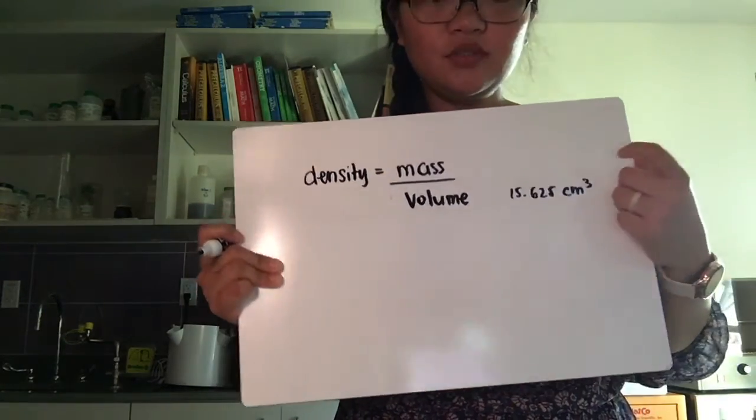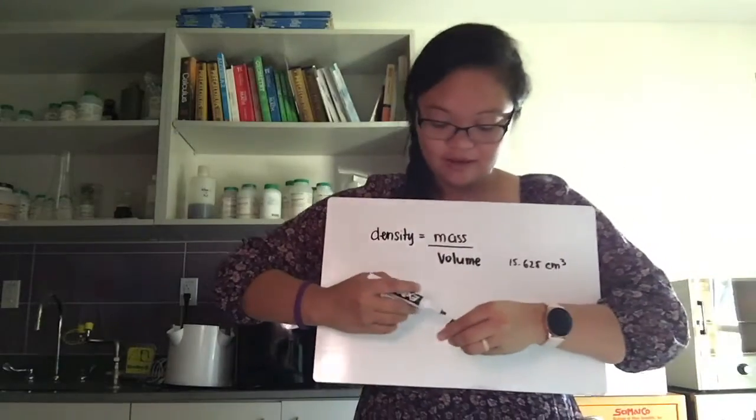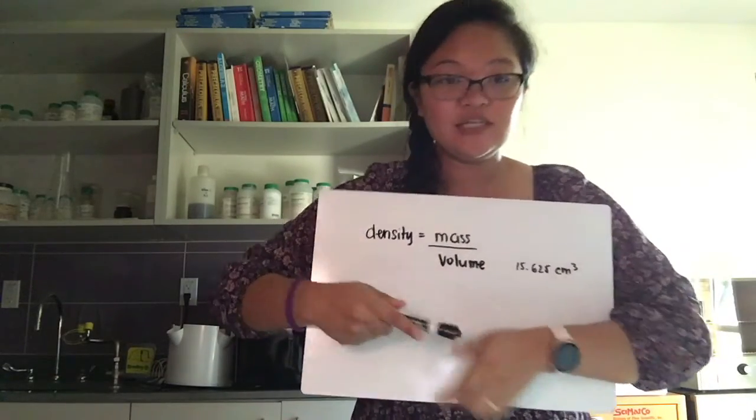Your main goal for this lab is to find a relationship between mass and density. If your mass goes up, what happens to your density? If your mass goes down, what happens to your density? That's what you're going to be doing for your lab.